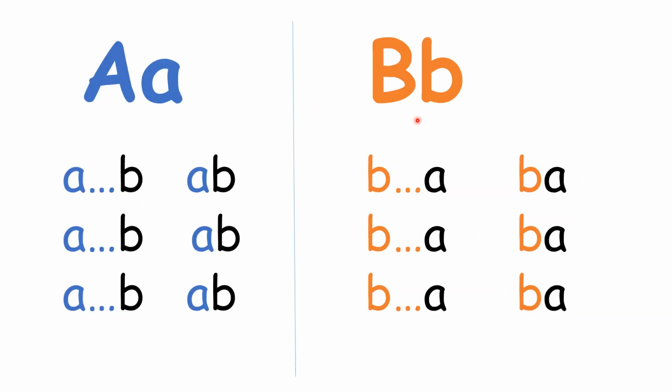Letters A and B, when we put them together, we could sound them as A, B, ab. A, B, ab. Now it's your turn. Sound it first.